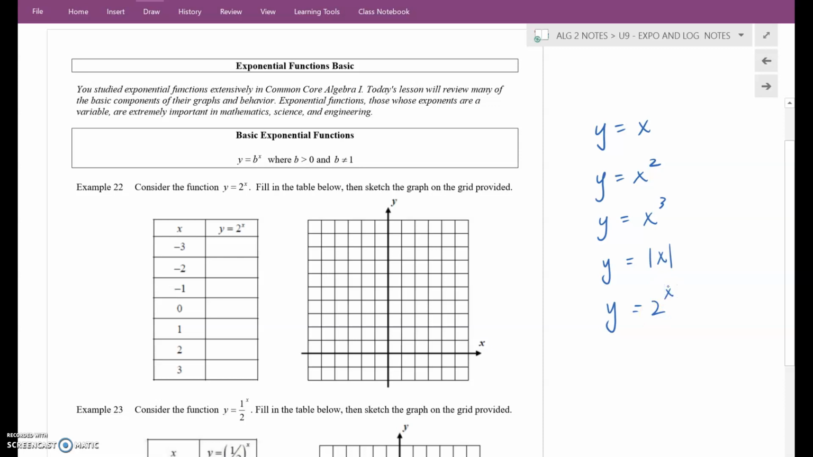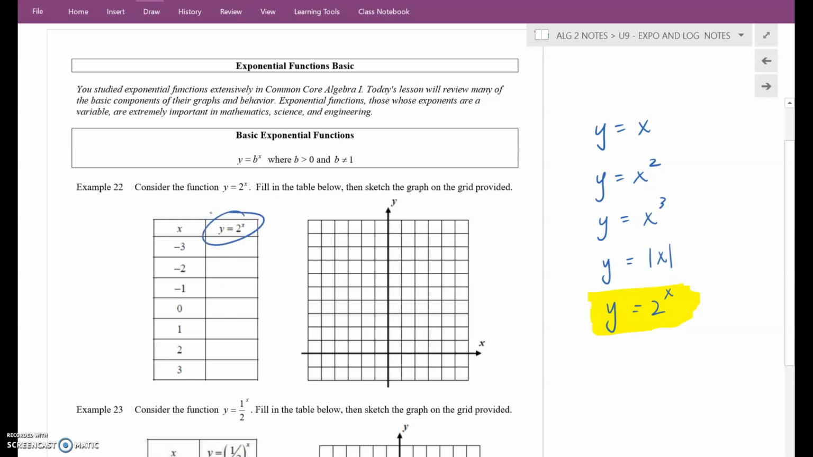So when we talk transformations, when we talk shifts, dilations, stretches, compressions, reflections, all that can be thought of as a manipulation of this parent function, y equals 2 to the x. So let's have a look at it.